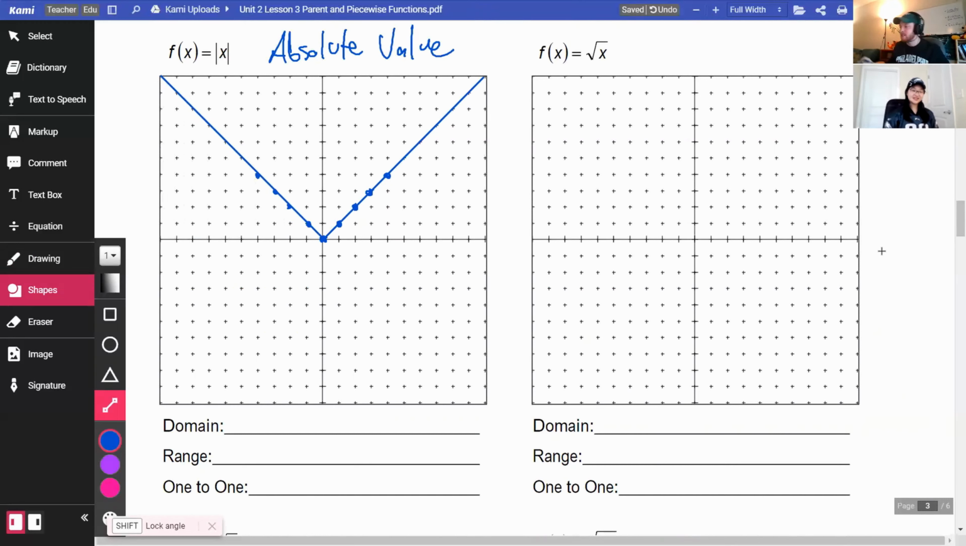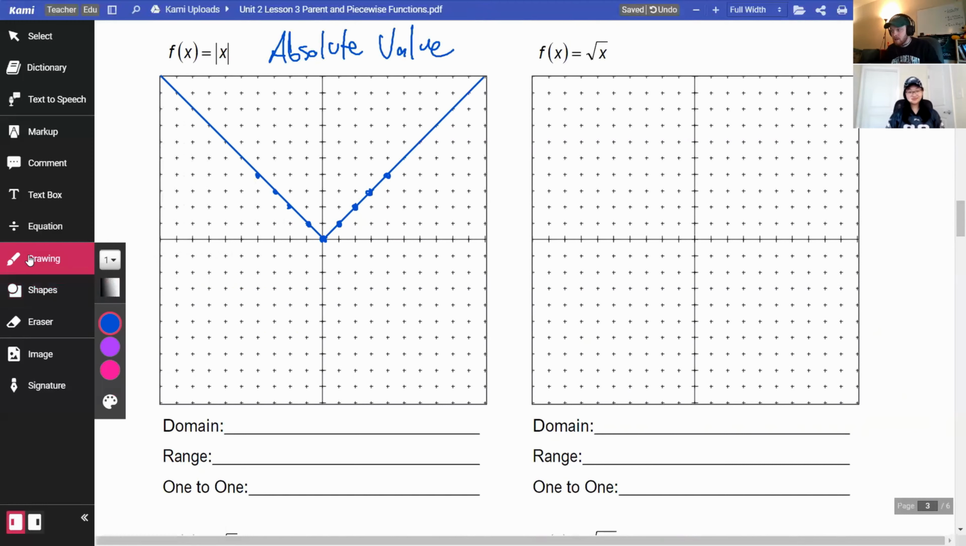45.1. It's not perfect. That's okay. Perfection is not a requirement. Let me go back to the drawing tool though. Here is our absolute value function.